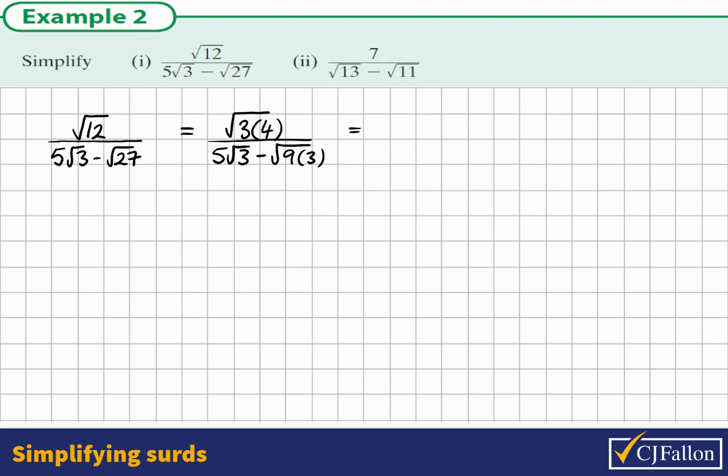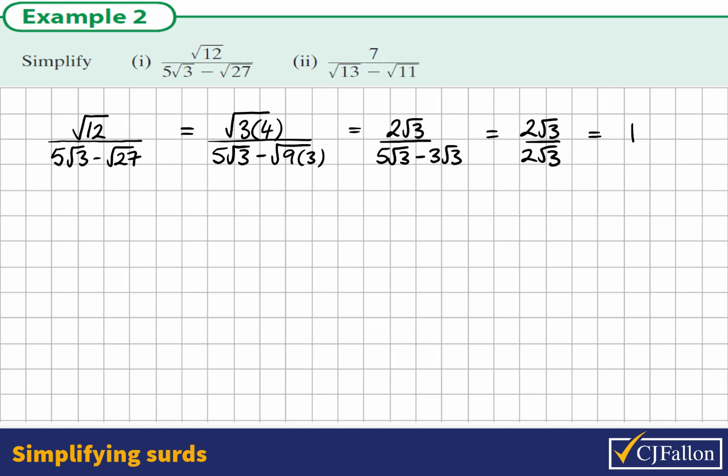On the top we have the square root of 4 is 2, so we have 2 root 3. And we have our 5 root 3. Since the square root of 9 is 3, the square root of 27 can be represented as 3 root 3. Underneath the line we have 5 root 3's, take away 3 of them, that will be 2 root 3's.